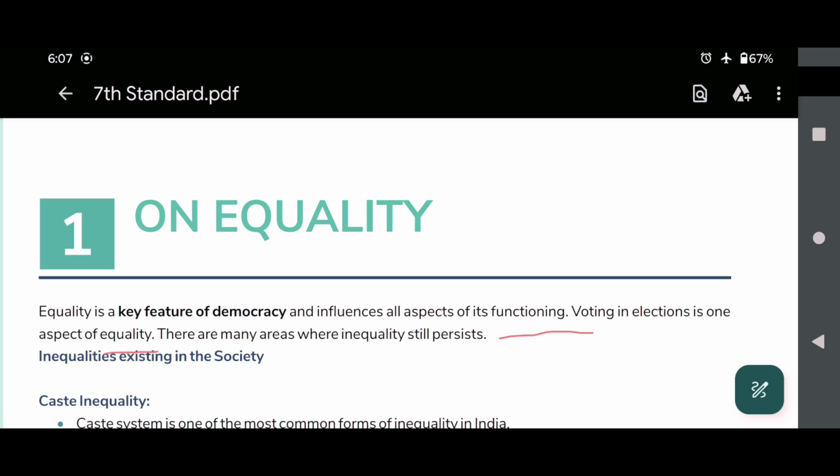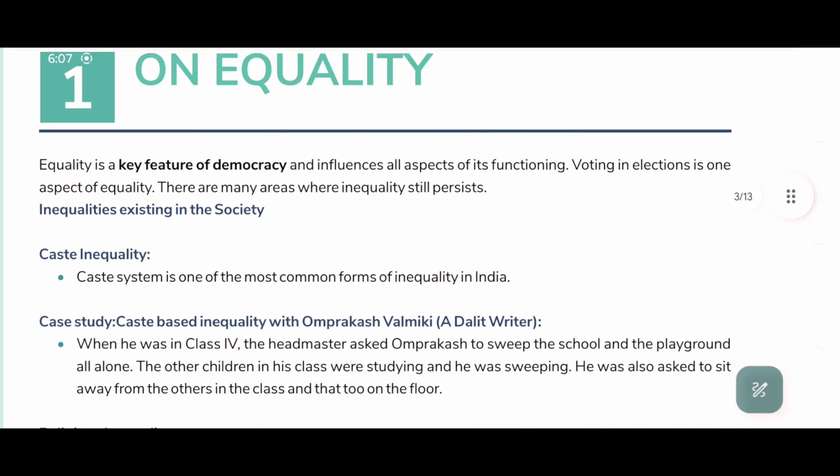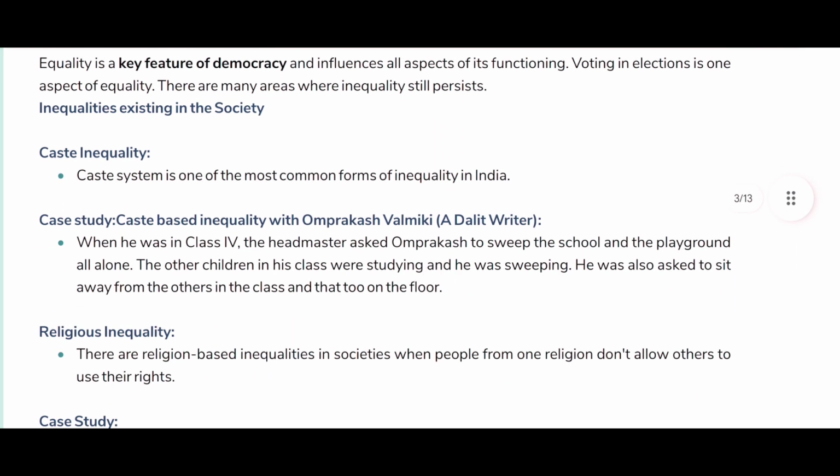There are many areas where inequality still persists. Inequality existing in the society. Caste inequality. Caste system is one of the most common forms of inequality in India. Case study: caste-based inequality with Om Prakash Valmiki, a Dalit writer.